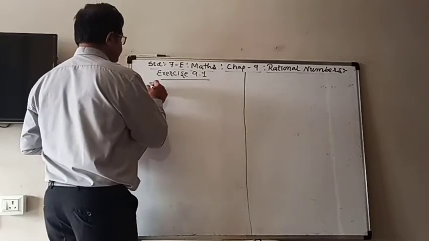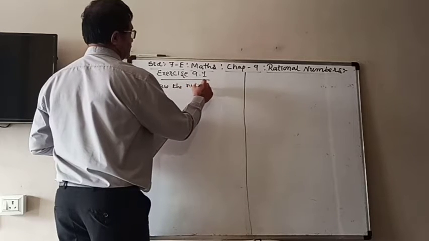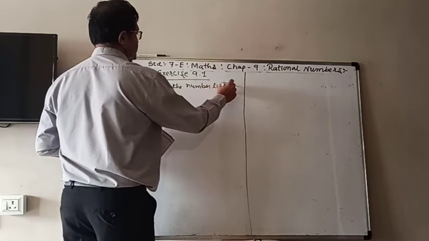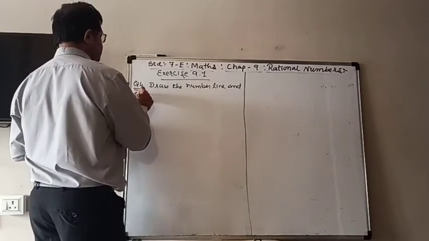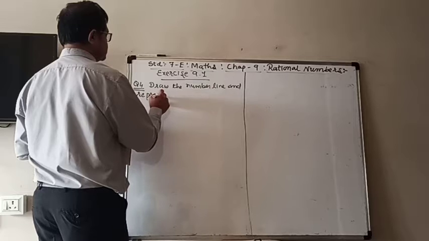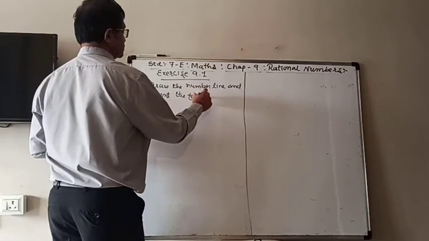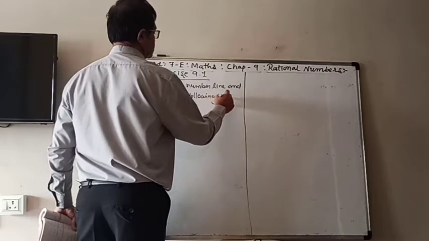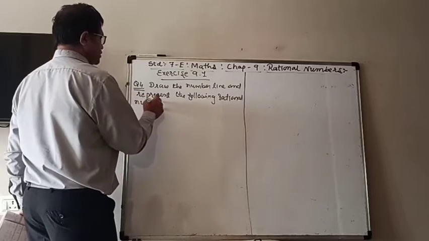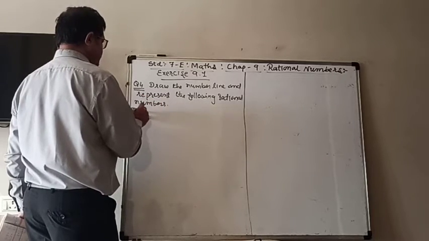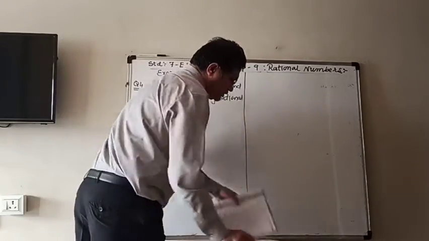Draw the number line and represent the following rational numbers on it. So one by one, 4 numbers are given. We have to represent them on the number line.